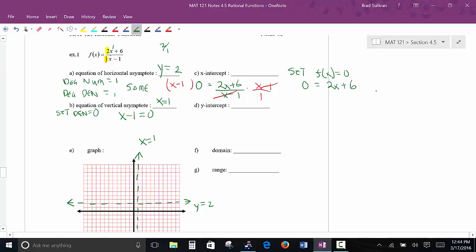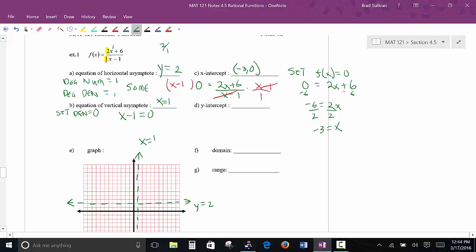Okay. And then this one you can subtract 6 from both sides. Do that in your head if you want to. Negative 6 equals 2x. Divide by 2. So you get x equals negative 3. Okay, so that means your x-intercept is the point negative 3, 0.